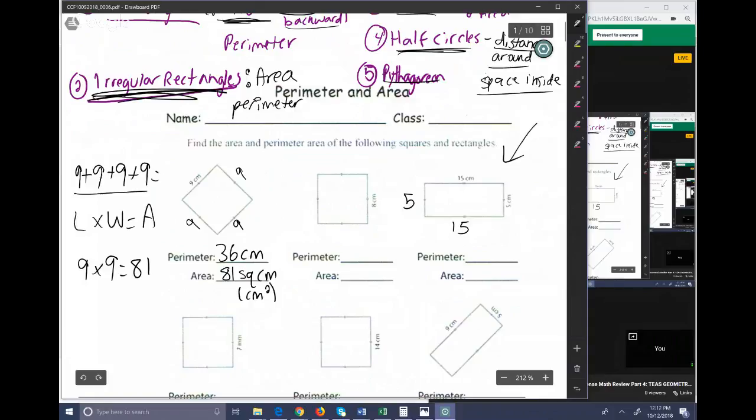So on perimeter for this one, I'm going to do 15 plus 5 plus 15 plus 5. Again, it's up to your own style. Some people do 15 and 15, and then they do 5 and 5. To me, it's always made sense to act like I'm walking around it. So I started there and I went 15, then I went 5, then I went 15, then I went 5. So if I do this, I'm going to have 40 total.